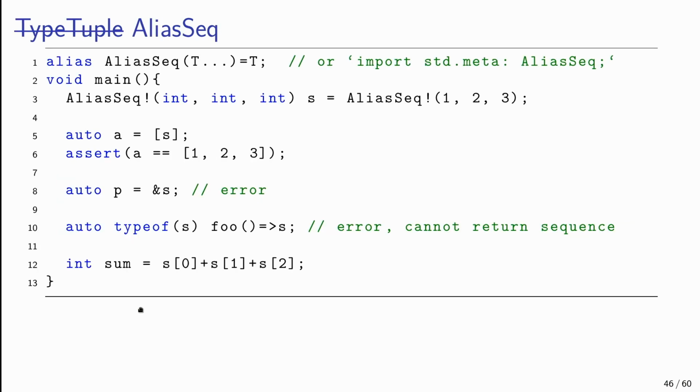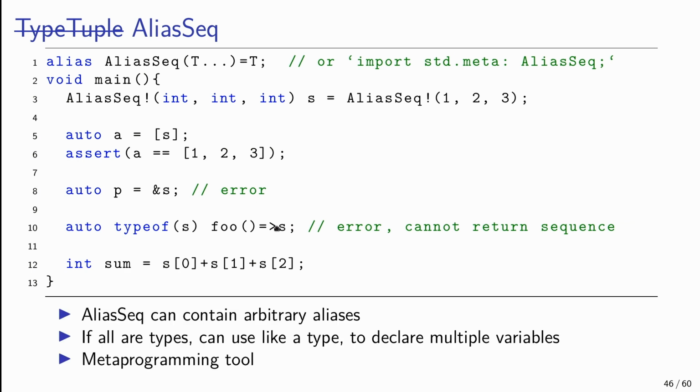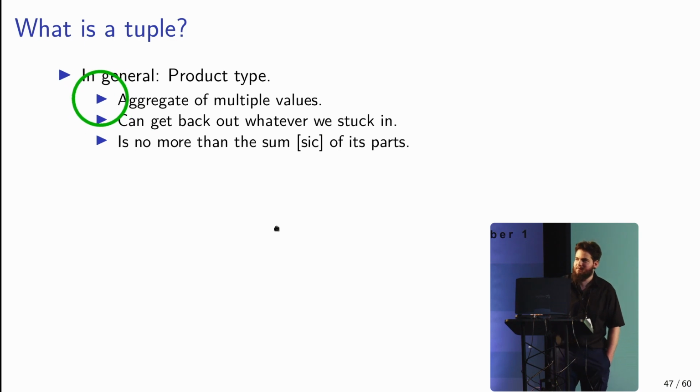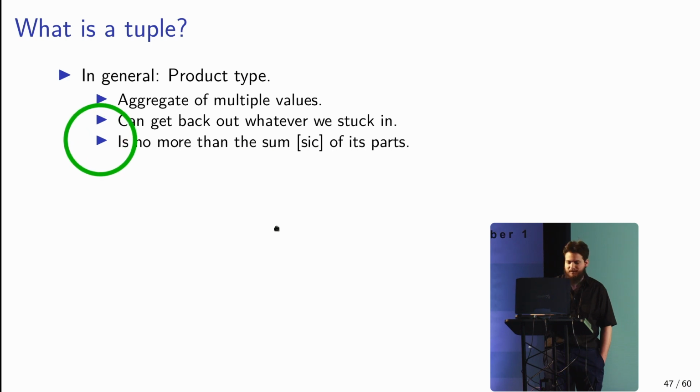Of course, no talk about types and tuples would be complete without the infamous type tuple. So I won't go into details here, but it has some restrictions, and I think it is not a tuple type because it's not a type, right? It's a nice metaprogramming tool, but it doesn't fix the need for tuples. So what is a tuple? That's something that contains multiple values. You can get back out whatever you stuck in, and it's nothing more than the sum of its parts. So it's a product type, but it's a sum. Yeah, it's a bit annoying.